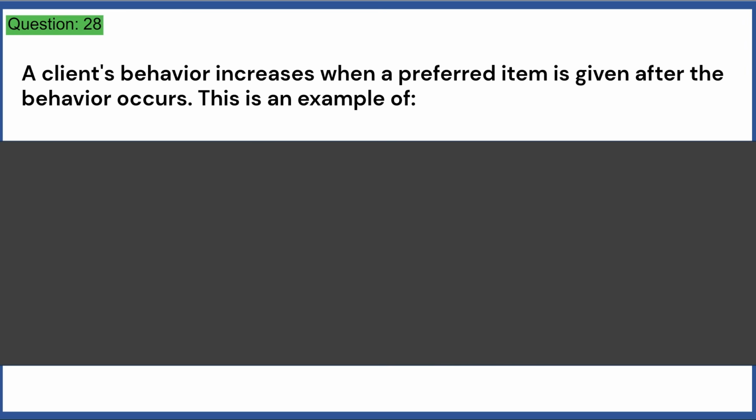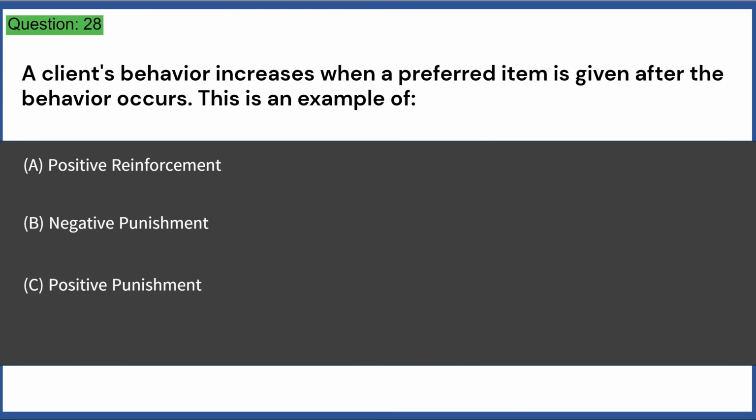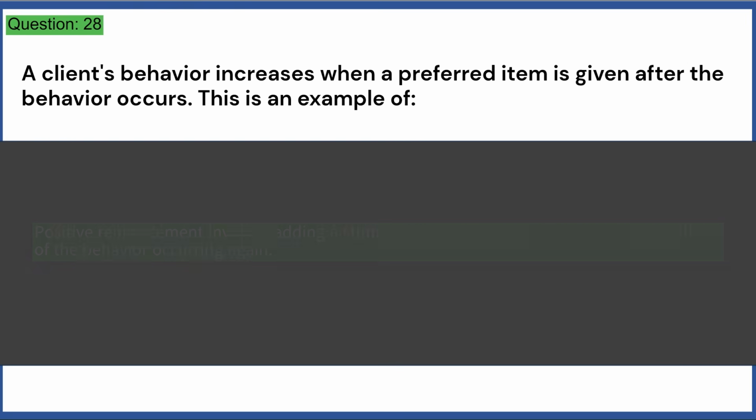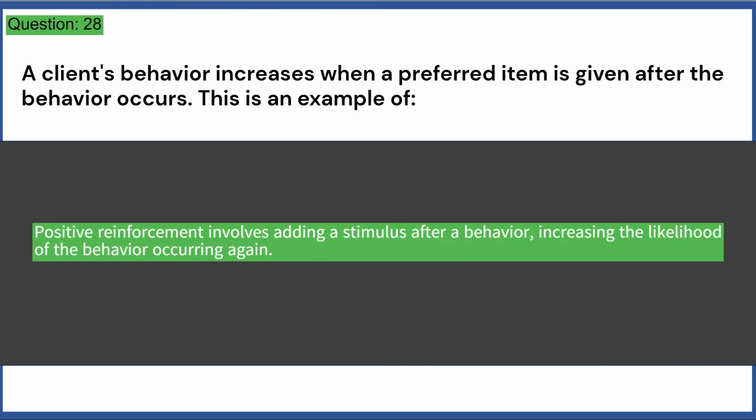A client's behavior increases when a preferred item is given after the behavior occurs. This is an example of: A. Positive reinforcement, B. Negative punishment, C. Positive punishment, D. Negative reinforcement. Answer, A. Positive reinforcement involves adding a stimulus after a behavior, increasing the likelihood of the behavior occurring again.